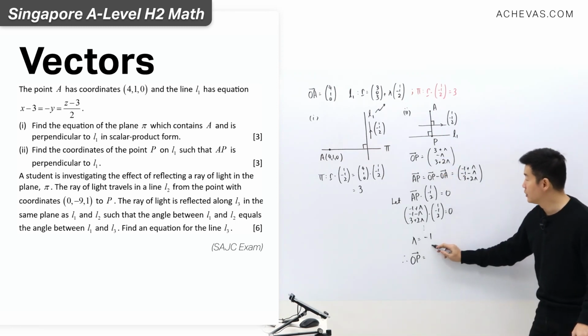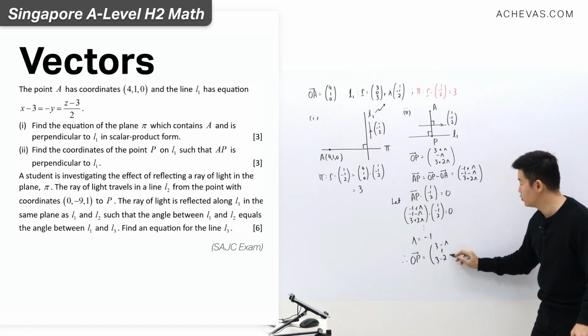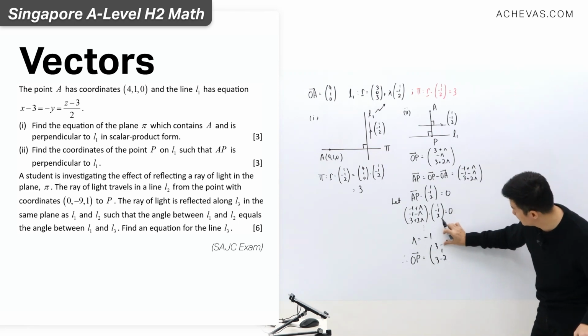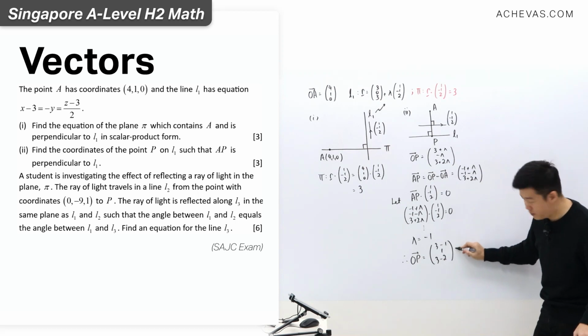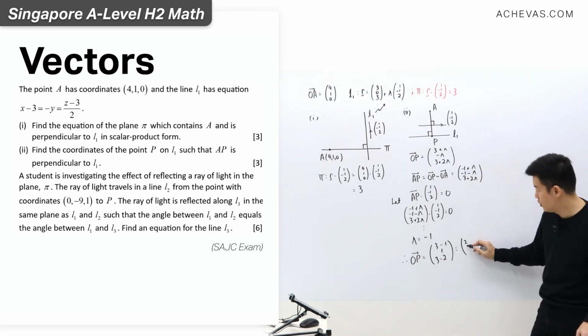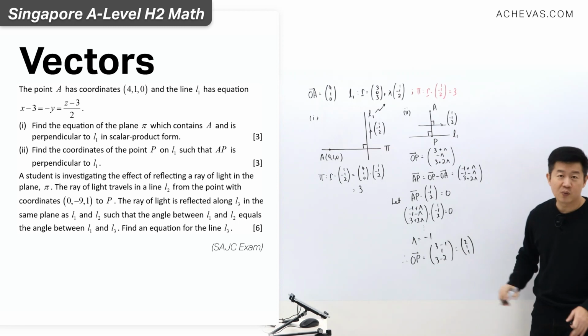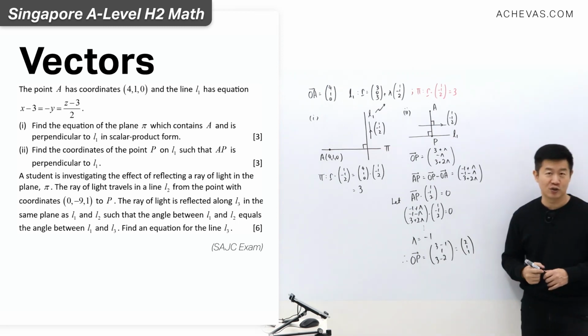OP is going to be equal to 3 minus lambda, positive 1, 3 minus 2. So 3 minus lambda, lambda is minus 1. So OP is going to be equal to 2, 1, 1. And we are not going to leave our answer as 2, 1, 1.